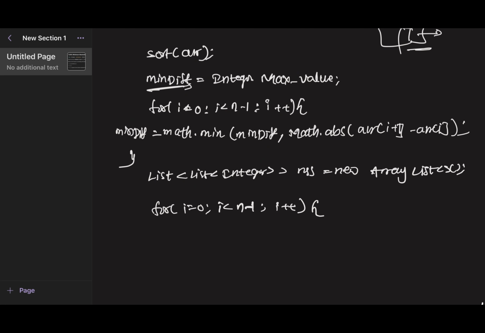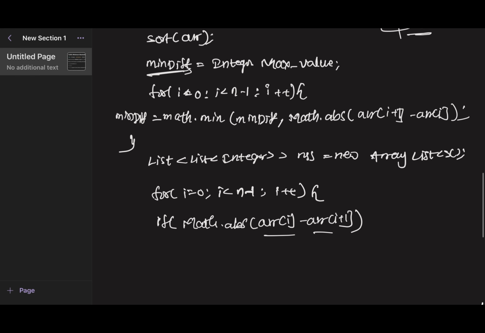Now we will check if the absolute difference is equal to this minimum difference or not. So if ARR of i plus 1 minus ARR of i, so we need to find the minimum absolute difference, right? So we'll use Math.abs of ARR of i minus ARR of i plus 1. Since we are finding the absolute value, we don't care about the order. So if it is double equals to minimum difference, then we will add that pair into the result.